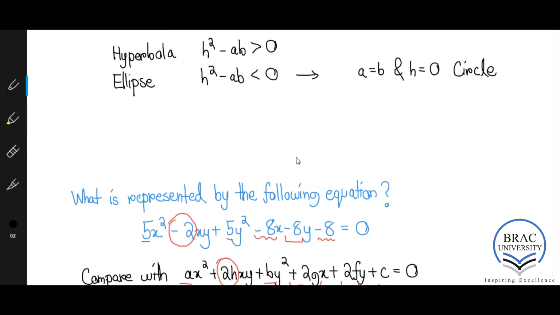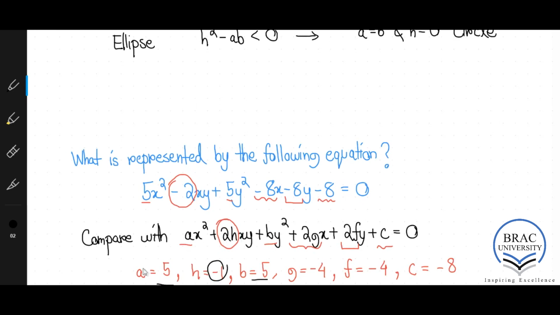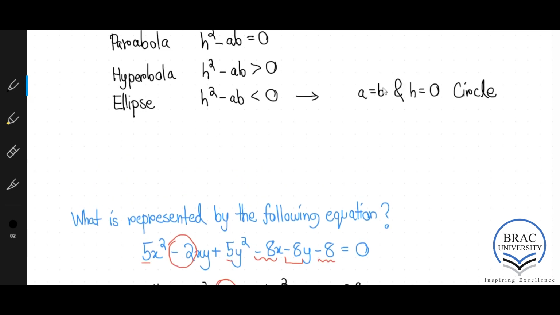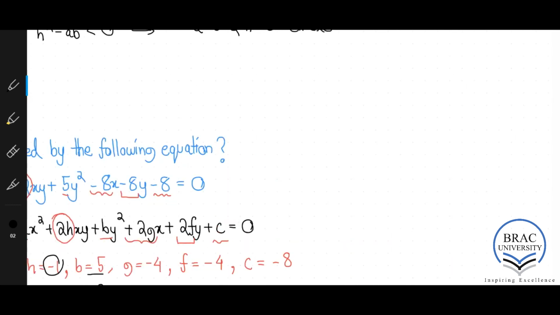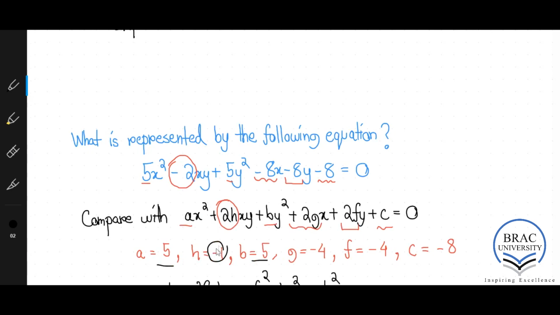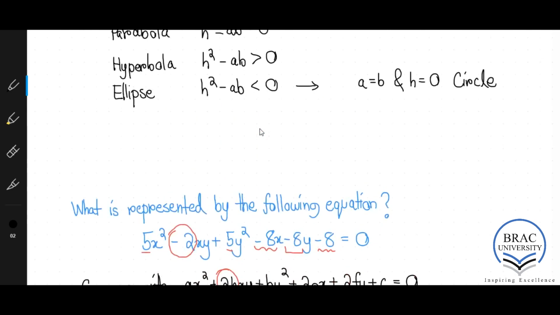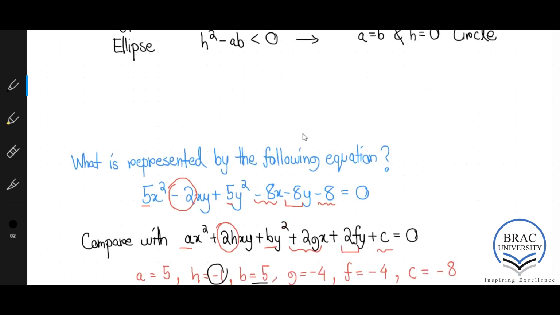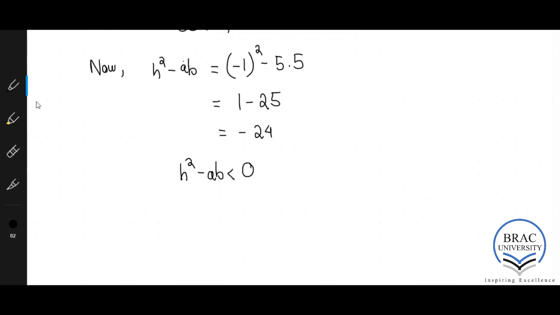Well, here we can see a is equal to b. Okay, a is 5 and b is 5. However, h is not 0 here. We do have a value for h. So this is definitely not a circle since it does not satisfy both of these conditions. And so we can conclude that therefore this equation represents an ellipse.